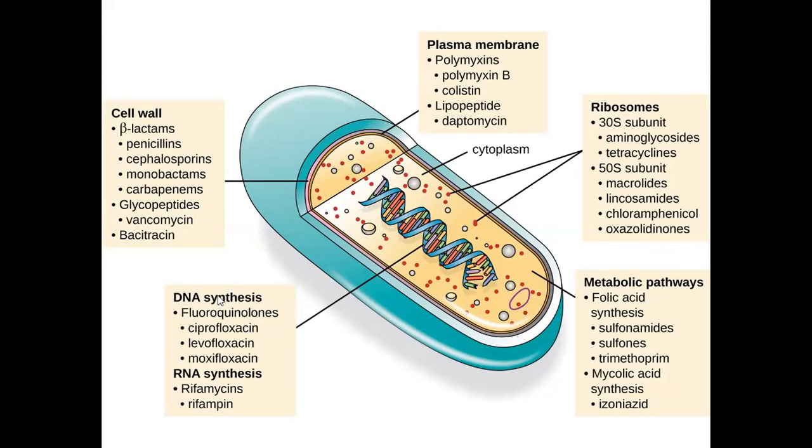To the nucleic acids, such antibiotics as fluoroquinolones can influence; they destroy DNA synthesis, and rifampicin influences RNA synthesis. And antibiotics that influence the metabolic pathway: folic acid synthesis, like sulfonamides, and mycolic acid synthesis, like isoniazid does.